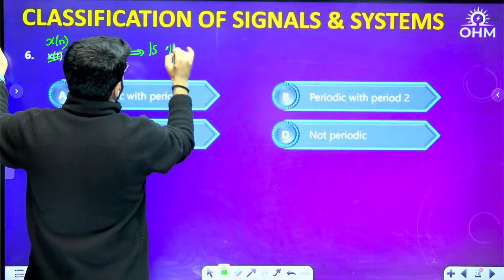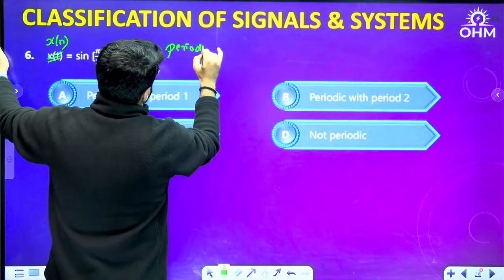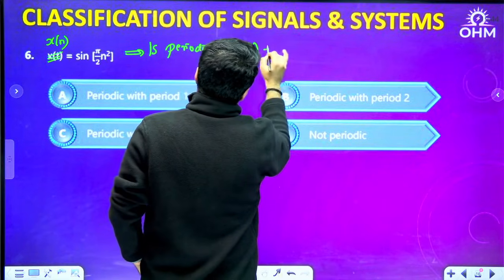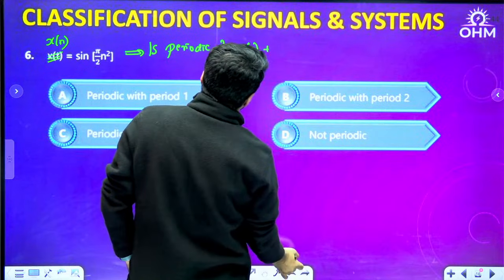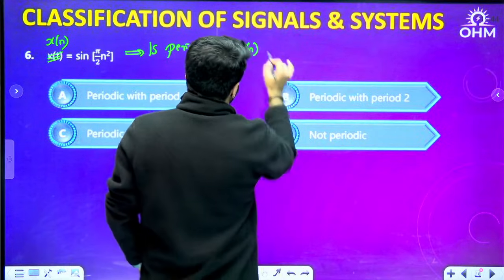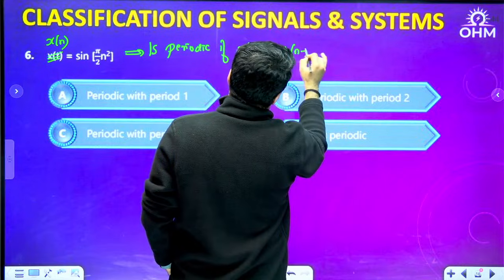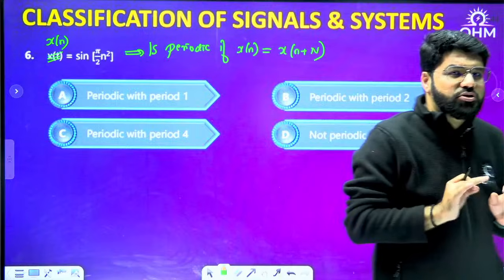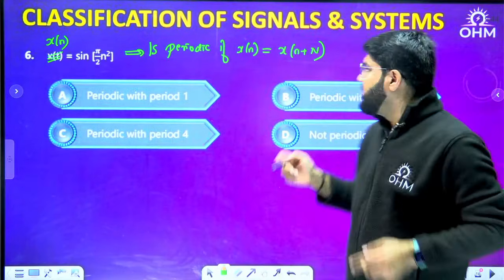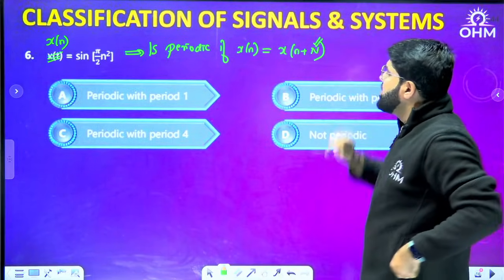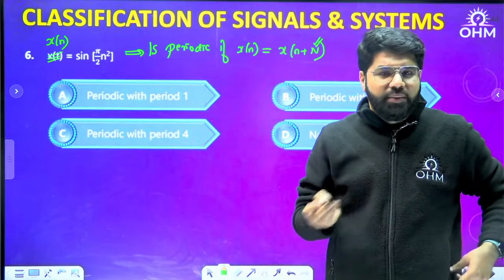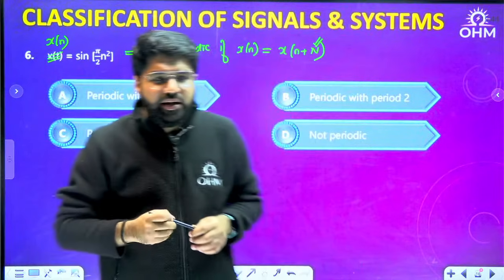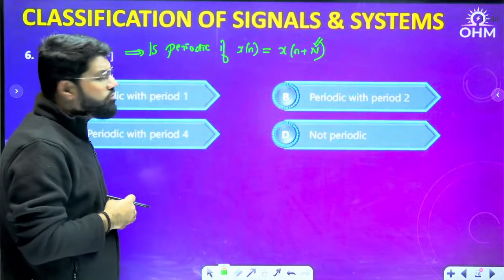This signal is periodic if it satisfies what condition? If x of n is equal to x of n plus N. That is the simple logic. If x of n equals x of n plus N, it has to be periodic. That means the value of the signal repeats after every N units of time, and that N is known as the fundamental period. Correct? This is what it is. x[n] equal to x of n plus N.